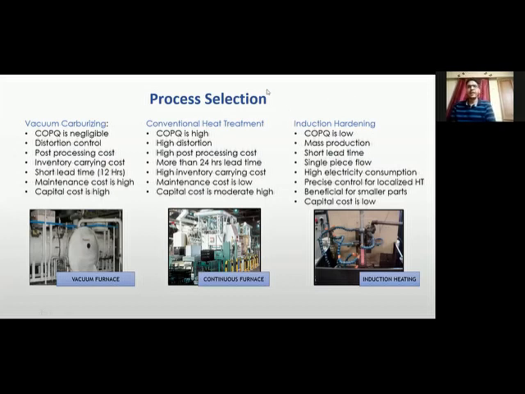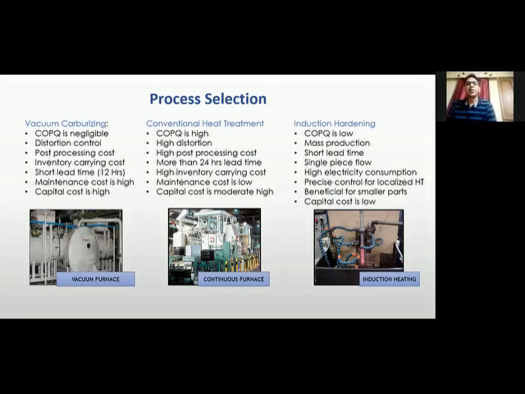Here, consider the various parameters. The cost of poor quality is negligible in a vacuum furnace because of the absence of oxygen. So there is no possibility of intergranular oxidation as well as surface oxidation. Here we get the uniform case depth, uniform core hardness, as well as the precise microstructure. So the cost of poor quality because of rejection and rework is negligible in a vacuum furnace. Distortion control is very good here. You get a maximum of 30 to 50 microns distortion in this component.